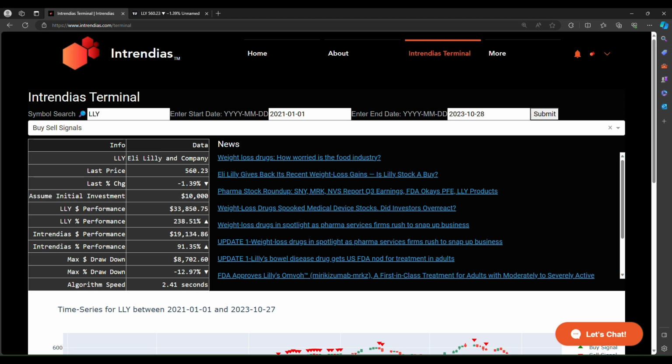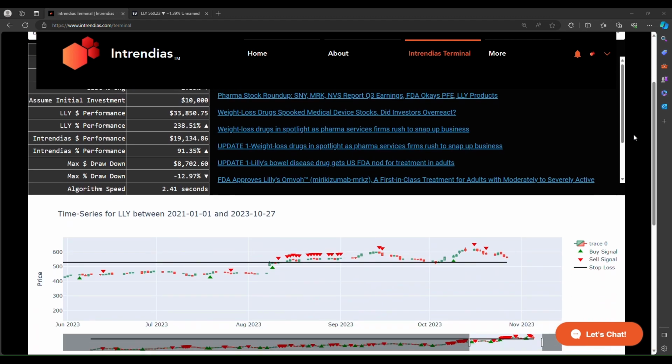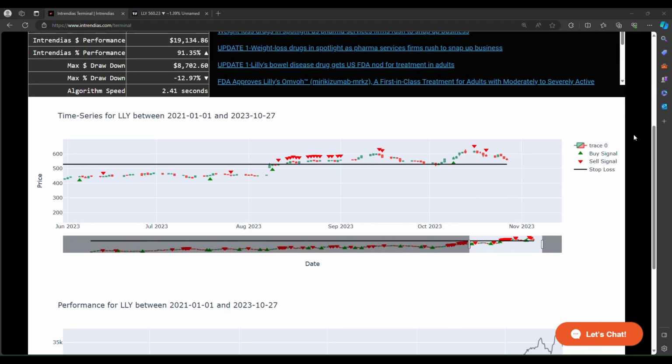Lilly in the Intrendias terminal is considered a sell. I have a technical analysis algorithm that looks at popular oscillators like the MACD line, RSI, etc. to come up with simple buy and sell signals. And currently for Lilly, we are at a sell.